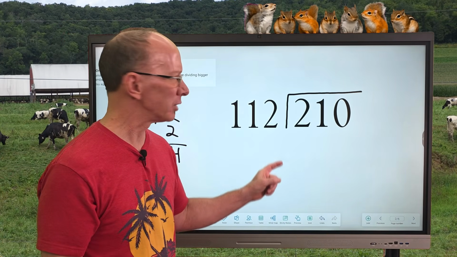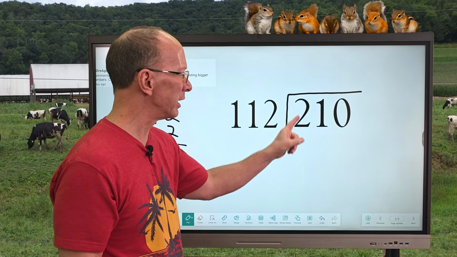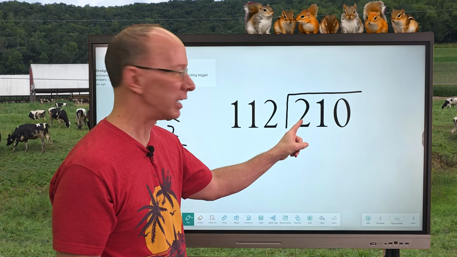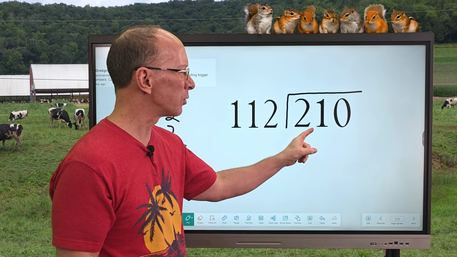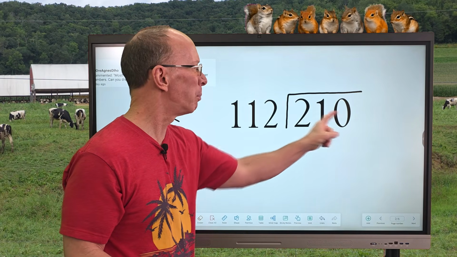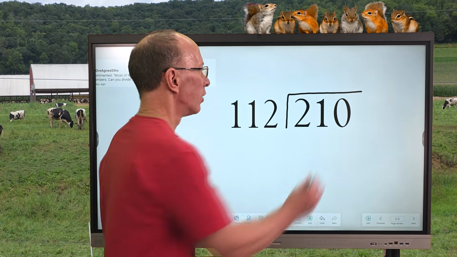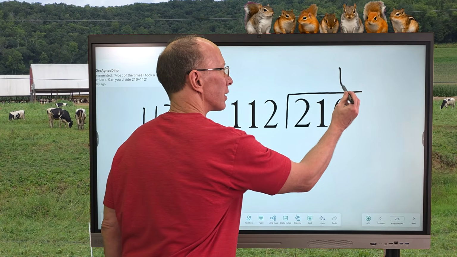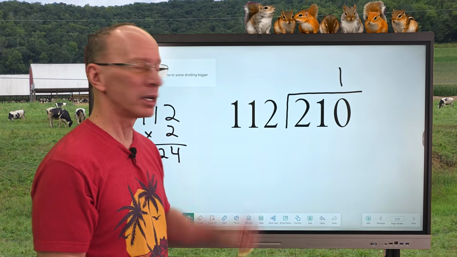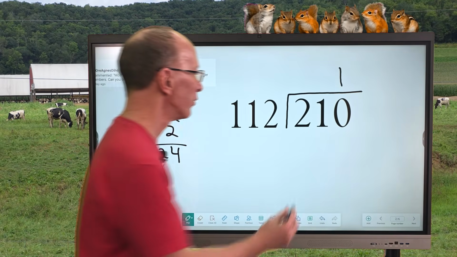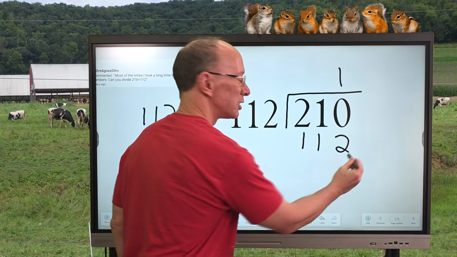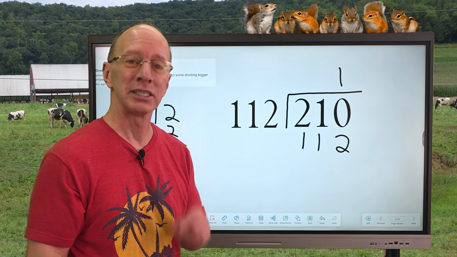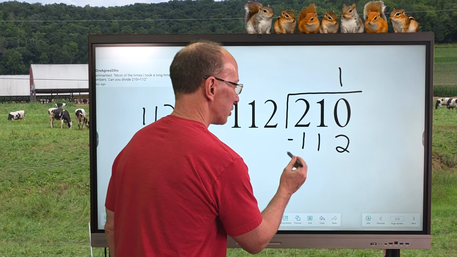Where do I put the 1 at? Do I put it here? No, because that would mean I'm dividing the 2 right here. What about above the 1? No, because then I'd be dividing into 21. We're dealing with this whole big number right here, 210. We're putting the 1 right there. All right. 1 times 112 is 112. So you go ahead and put that right here. And remember our steps, our next step would be to subtract. So I'm going to subtract.